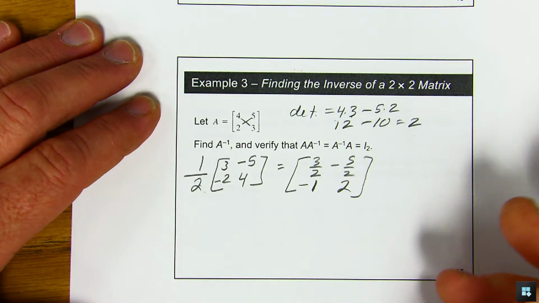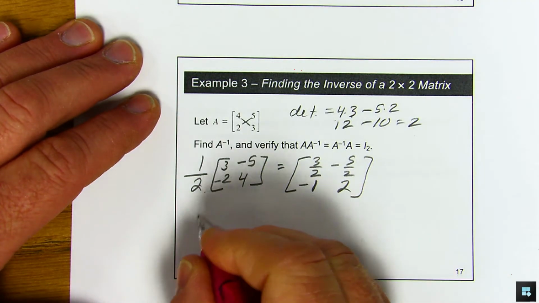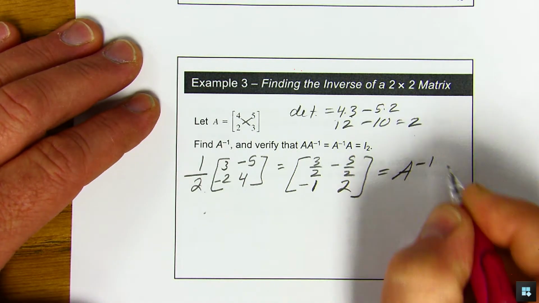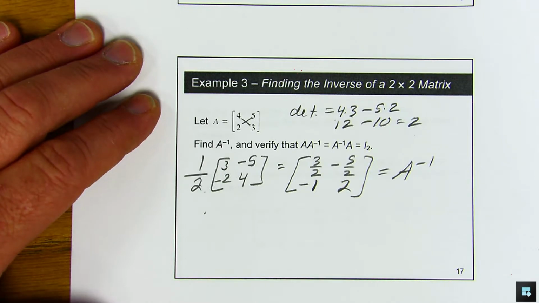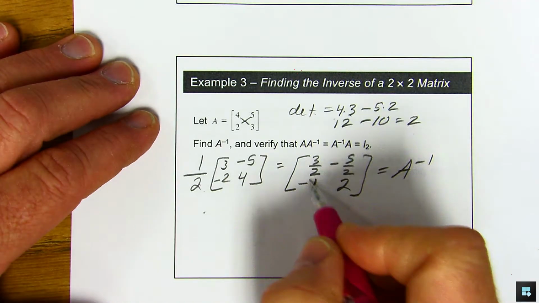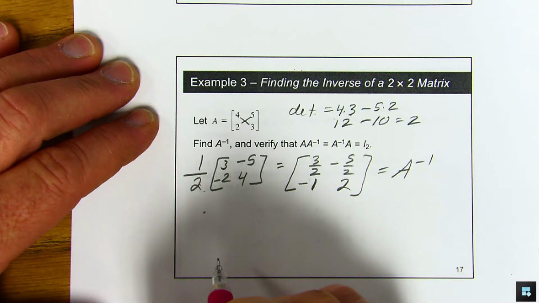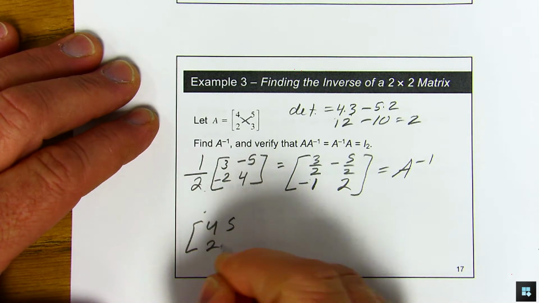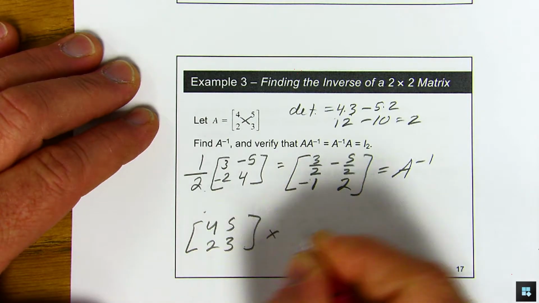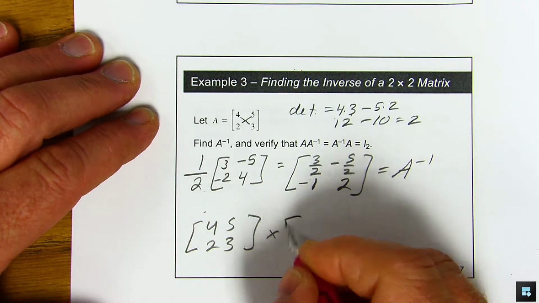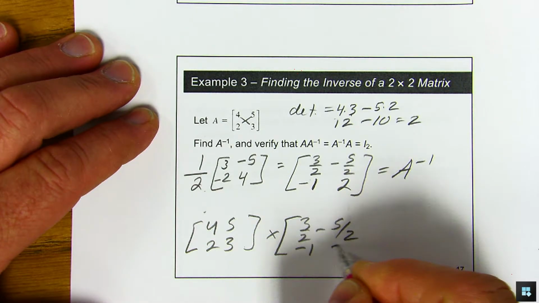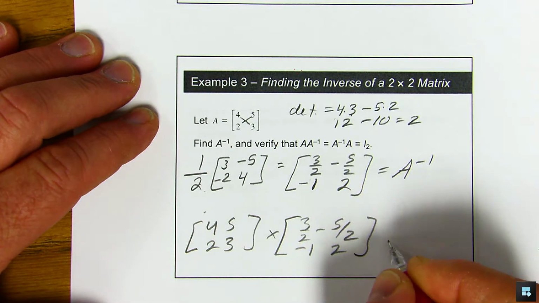Now we need to verify it. So we're going to take our matrix A. So this equals A inverse. That's how we denote the inverse right there, A to the -1. So this is the inverse of A. So I'm going to take A, which is 4, 5, 2, 3. I'm going to multiply it by its inverse, which we said is 3 halves, -5 halves, -1, 2. I'm going to see what I get out.